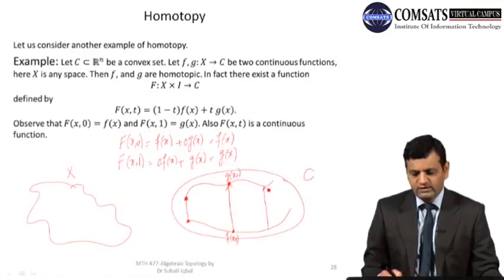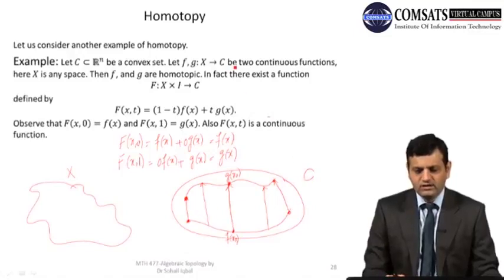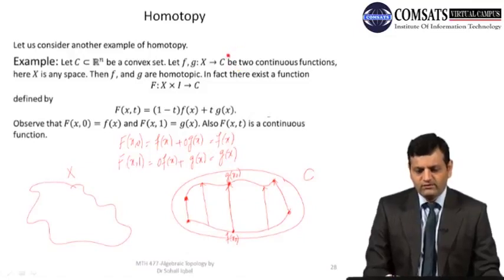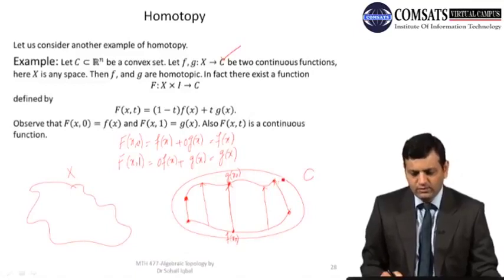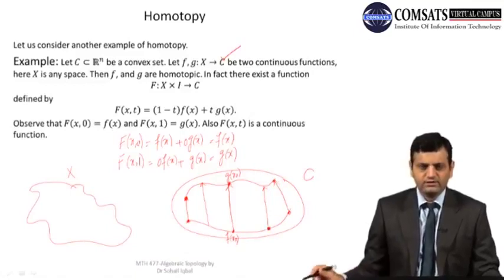Similarly, I am basically following the line segments joining points of f and points of g. After following these line segments, I will approach g, and all of these line segments are contained in C because C is a convex set. So using convexity of C, our range space, we can construct a homotopy from one function to the other function.